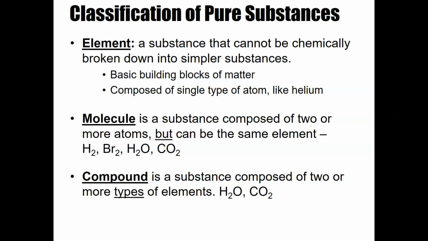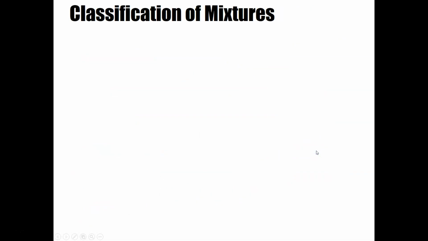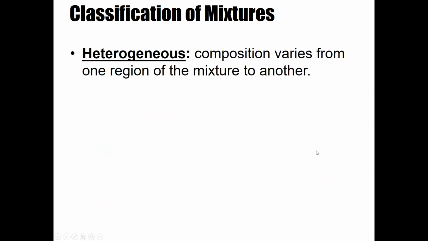So now let's look at how we can divide up mixtures. We divided up our pure substances into these three things. Now let's divide up the mixtures. We're going to divide them into two categories. One is heterogeneous, where it's not very well mixed. It's not uniform. One part of the mixture will be different than another part. Some classic real world examples are chicken noodle soup or oil and vinegar.